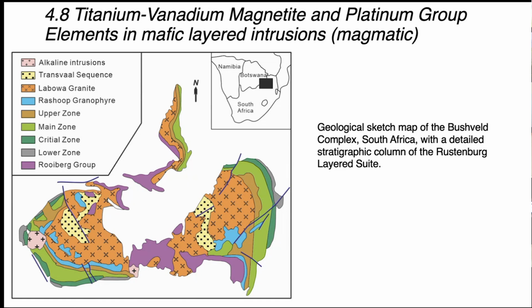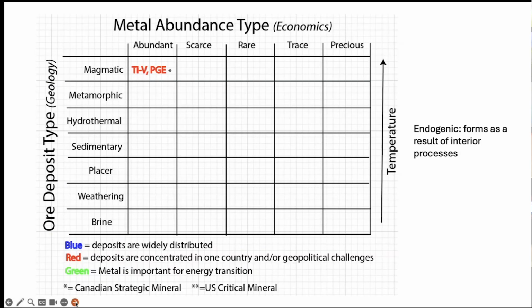And what you can see here is the surface map of a layered igneous complex. And on top, you have the granite. And on top of that is a sedimentary sequence called the Transvaal group. And below that, you have the intrusion zones shown here. So this is the titanium vanadium deposits.